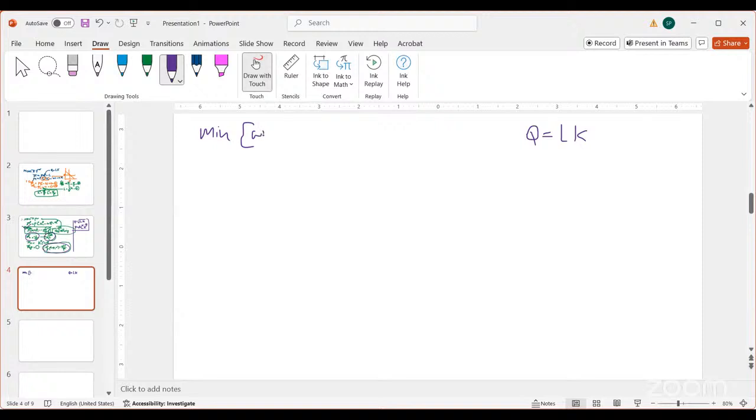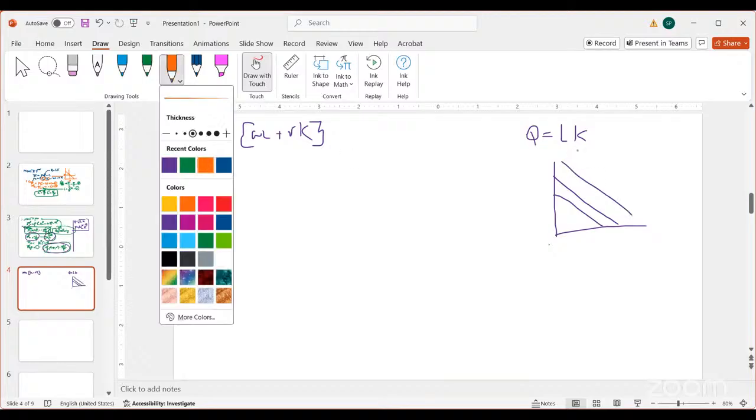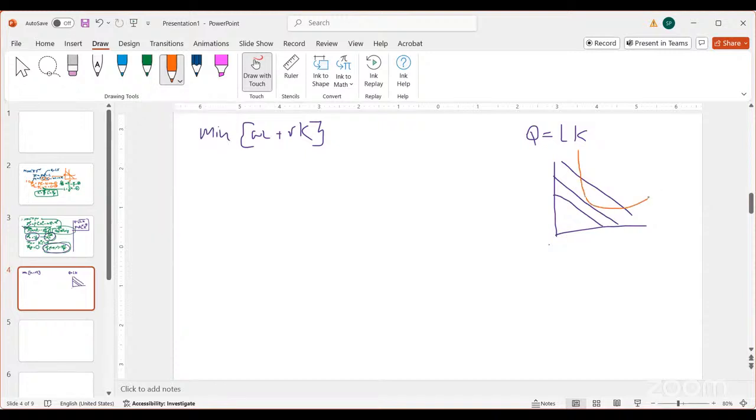Cost is the labor budget or labor cost, plus the capital cost. Now here is the small issue: you minimize cost. That's what we did. We try to reach the minimum cost, but for a given amount of output, not like the profit function. Here, with the constraint, you reach the optimal point.